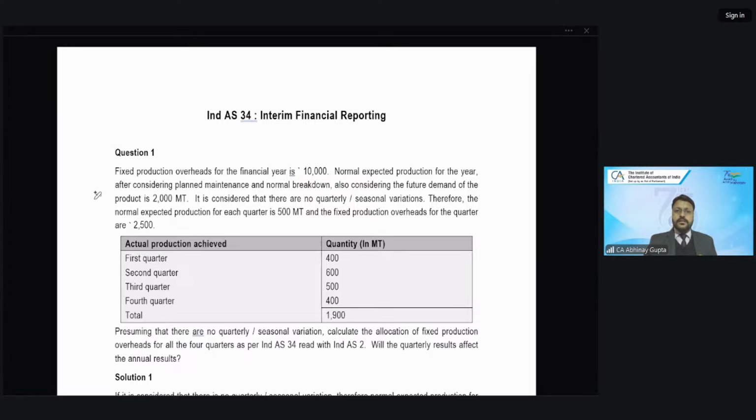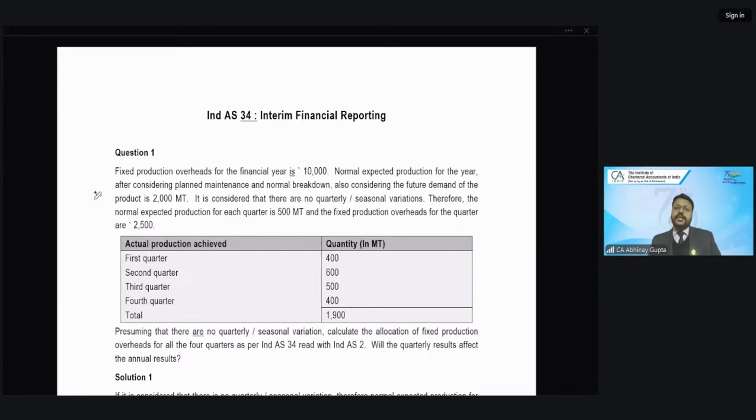What is the form and content of Ind AS 34 financials? So Ind AS 1 says complete set of financial statements, right? So everything will be condensed. It will not be complete.